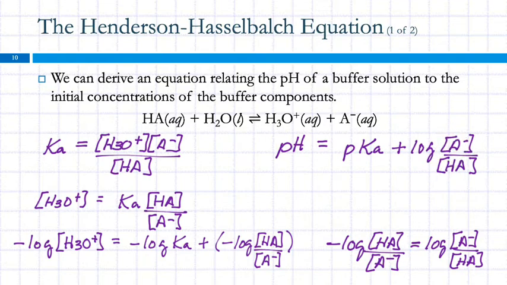This is easier for me to remember because in our equilibrium expressions, it's always the products over the reactants, right? And so it's A minus over HA, and here it's A minus over HA. And then I think life is just more positive without negative signs. What was pKa? It's the negative log of the Ka, the acid ionization constant, the negative log of it.